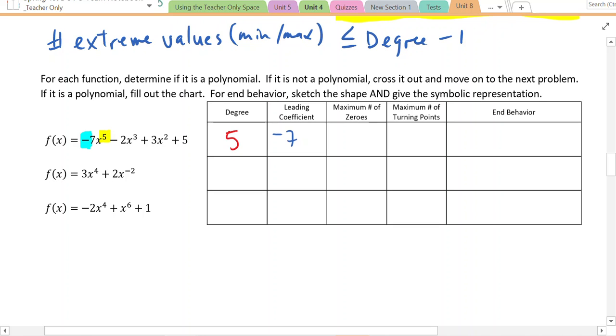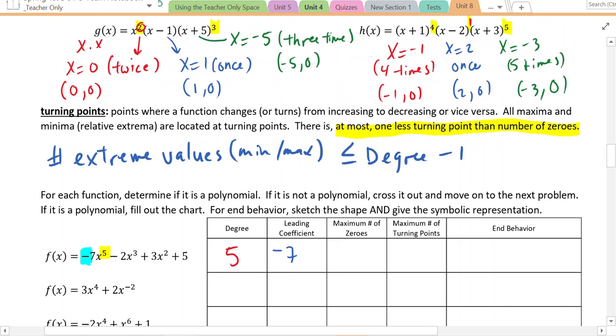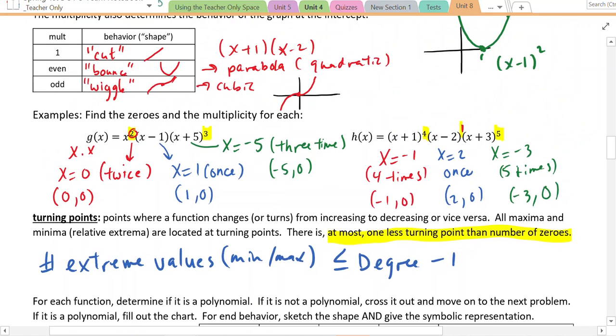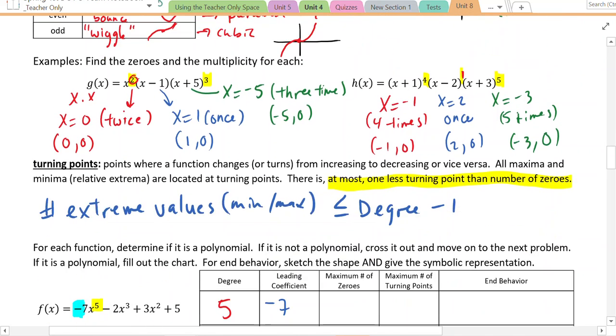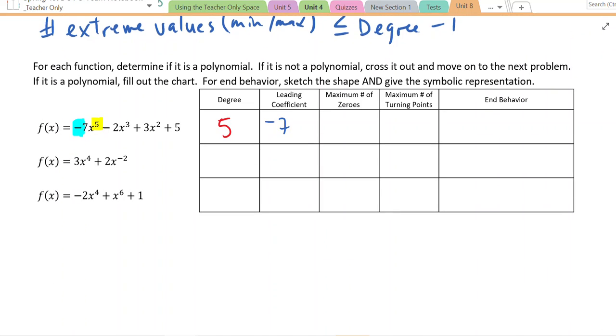And then the maximum number of zeros. If it's 5th degree, then the maximum number of zeros, we did that up here, remember? We wrote that down. Yes, at most the same number as the degree. So the most number of zeros it's going to be 5. Zeros is based on the degree. And the maximum number of turning points is 1 less than that. So that's 4.